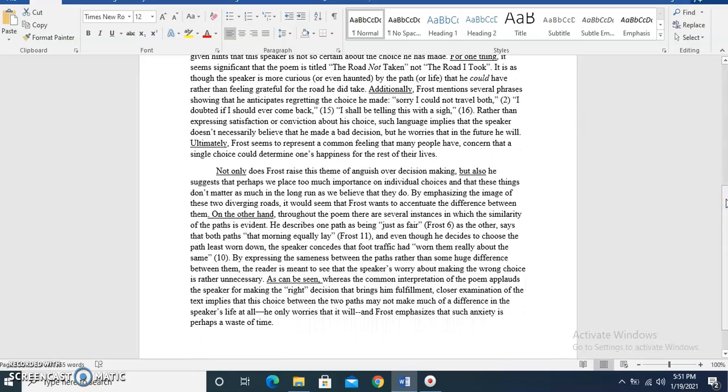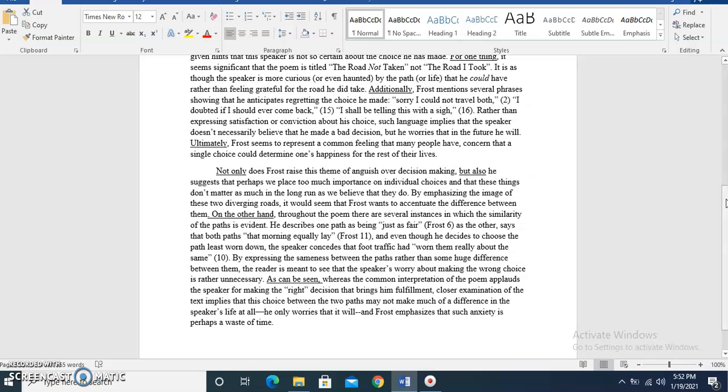So in the second paragraph, I used a transition at the beginning to try to connect paragraph 1 to paragraph 2. And again, I'm trying to show that I'm moving in a similar direction, but I'm going to be talking about a new example, right? So I use this transition not only, but also. Not only does Frost raise this theme of anguish over decision making, but also he suggests that perhaps we place too much importance on individual choices and that these things don't matter as much in the long run as we believe that they do.